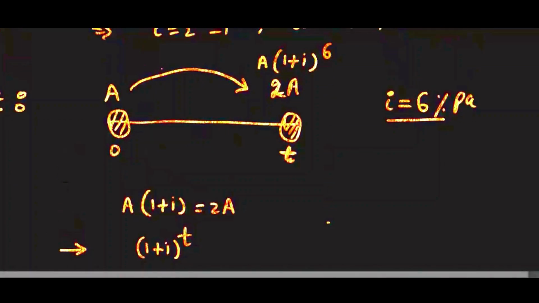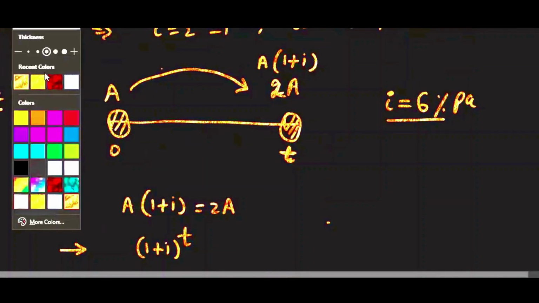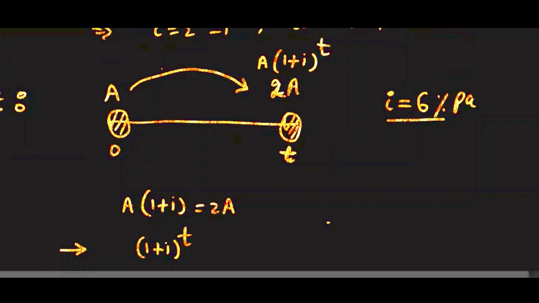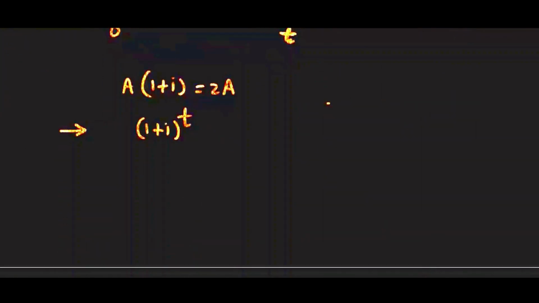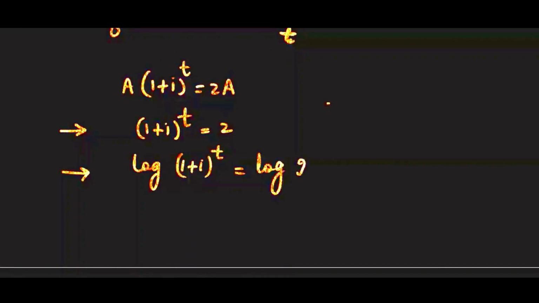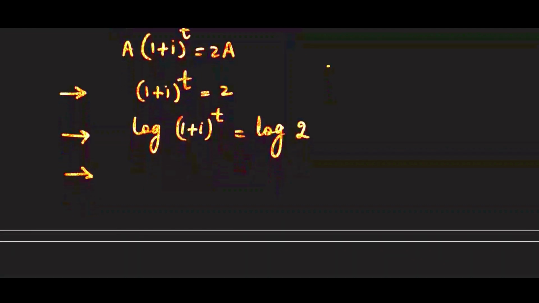Because time is not given here, we don't know that time. We want to find t. So (1.06) power t is equal to 2. Here you have to take log. Remember, after 10th class, whenever you take log, normally we take base e. You can take base 10 also, it doesn't matter, but in calculus the base is always e.